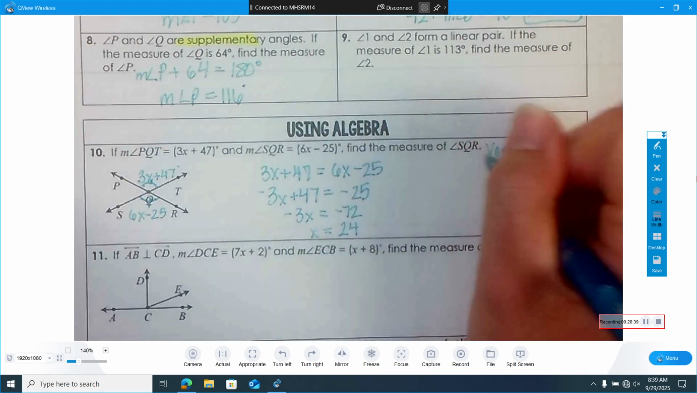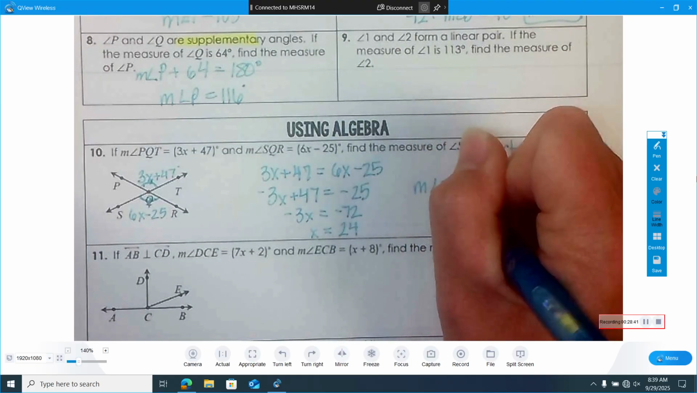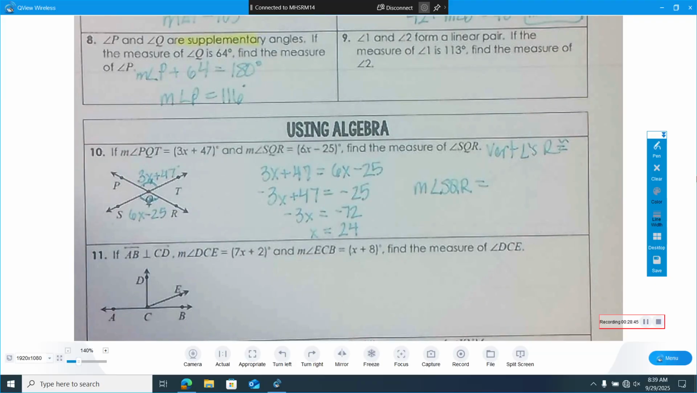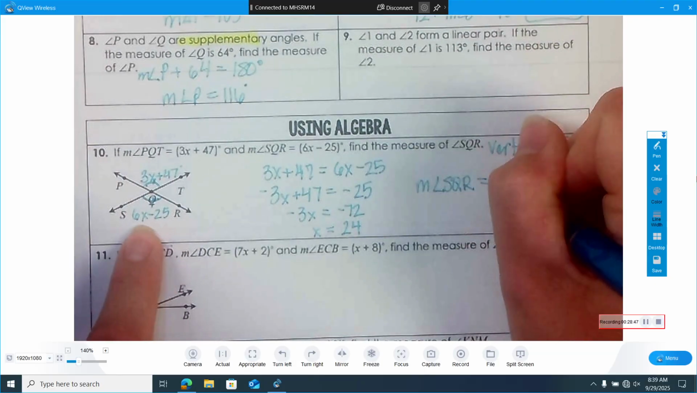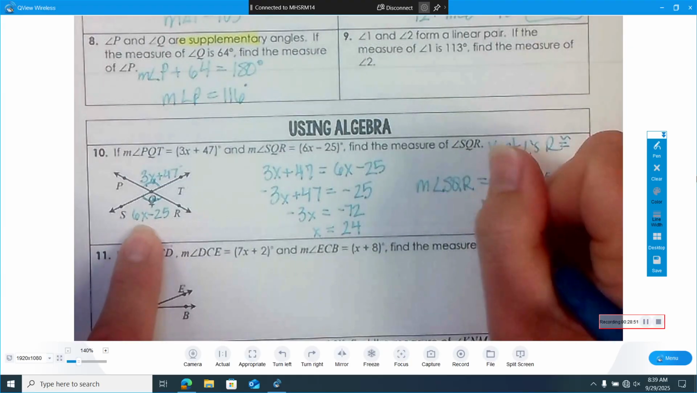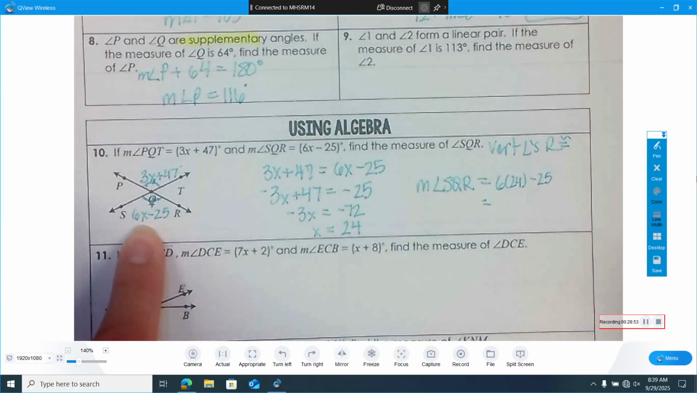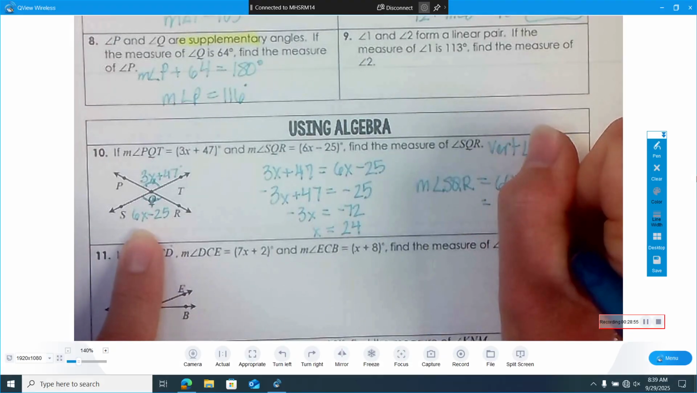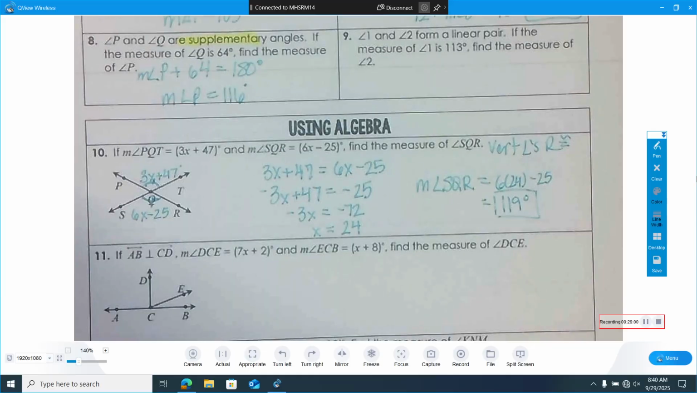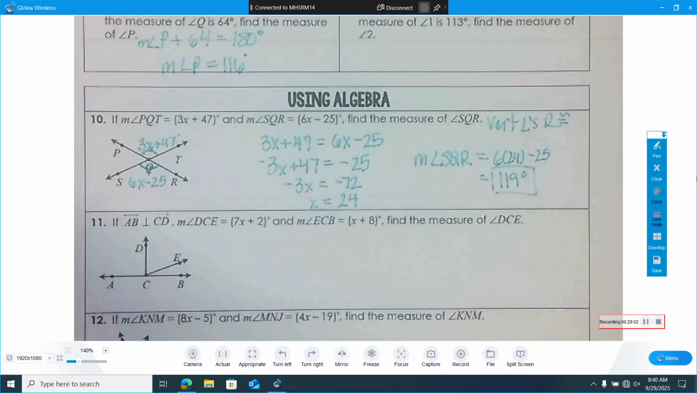And then we need to find the measure of angle SQR. How do we find SQR? Plug it in. So 6 times 24 minus 25. You guys have calculators? 119. Awesome. 119 degrees, and there is our answer we're looking for. You guys are just doing so good. I'm so impressed. Okay. Let's do another.